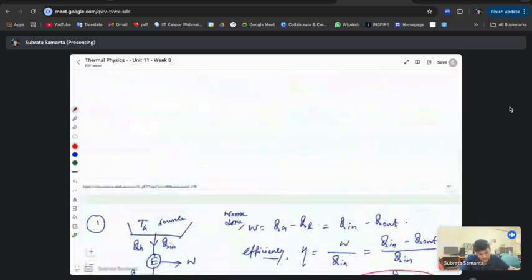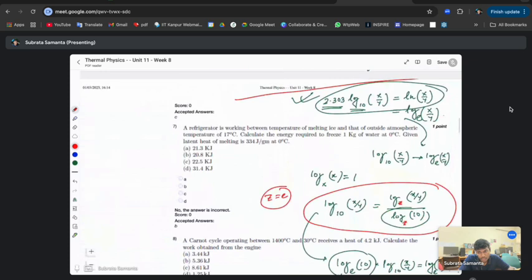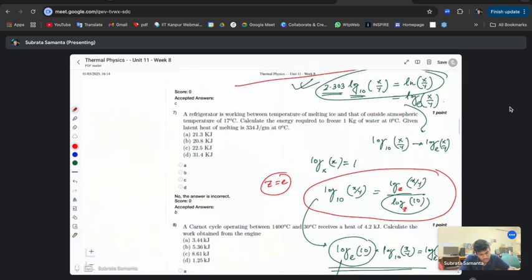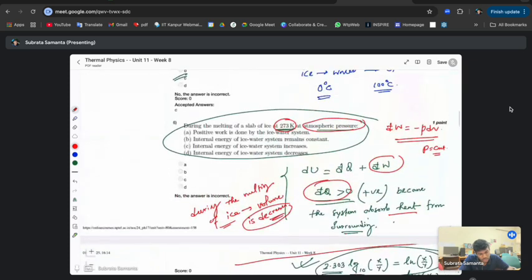So let's check the options. Yes, the internal energy of the ice-water system increases. So that means option C is correct. So far, any questions?